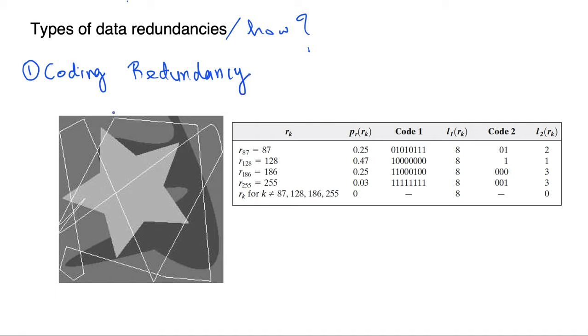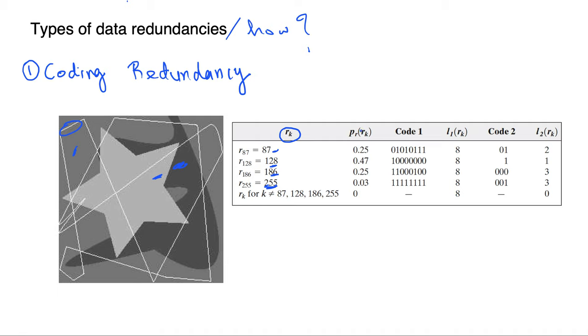In order to explain coding redundancy, I have taken an image and its histogram values. If you look at this image, it has only four different intensity values. I have these lines with an intensity of 255, and this star with an intensity of 186. Then I have the major background, the gray shade, with an intensity of 128. Then there's a dark region with an intensity of 87. So this image consists of only these four intensity values, and no other intensity values are present. Those are the values listed under R subscript k.